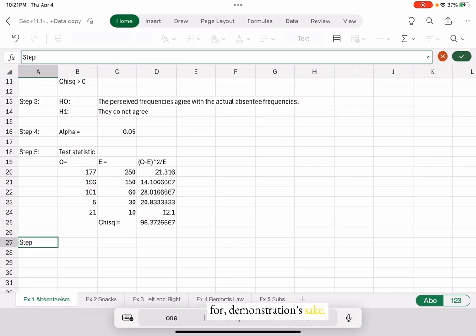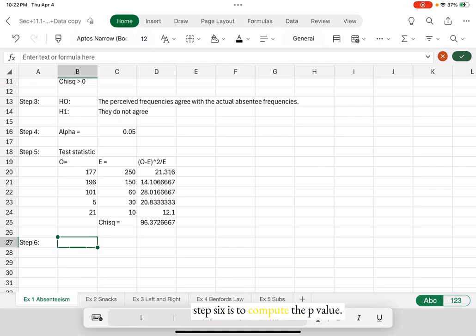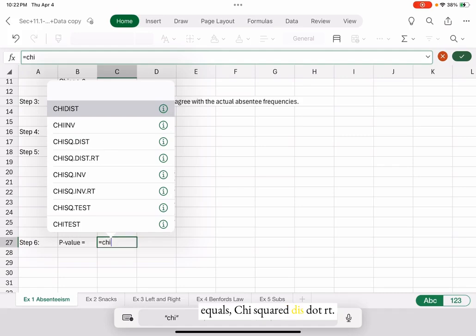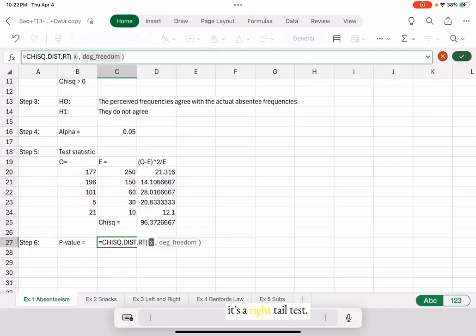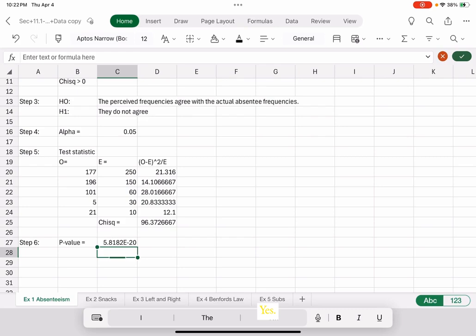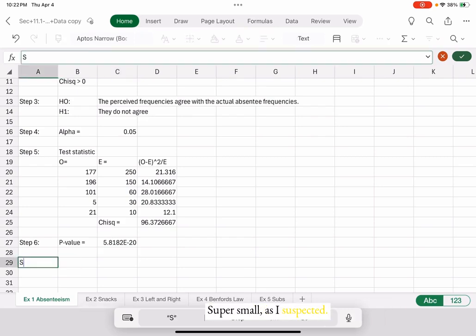Step 6 is to compute the p-value. The p-value equals chi-squared dist rt. It's a right-tailed test. For the x, I'm going to push chi-squared. For the degrees of freedom, k minus 1. In this case, k is 5. There are 5 outcomes, so my degrees of freedom is 4. Enter. Yes. Super small, as I suspected.